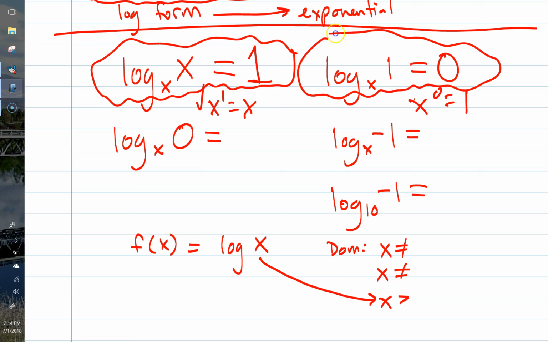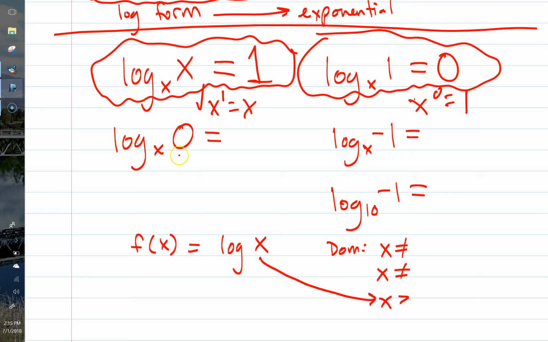You don't have to memorize them if you read them with meaning, but whenever I have the base and the result the same, the exponent has to be 1. Whenever I have the base x and the result is 1, the exponent has to be 0, because anything to the 0 power would be 1.